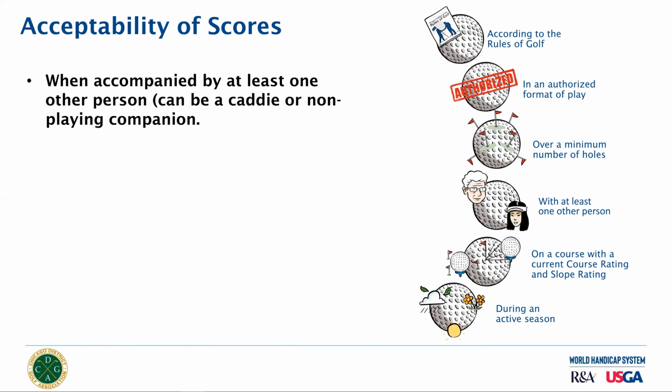You must be accompanied by at least one other person. Can be a caddy or a non-playing companion. The person does not need to be playing golf with you as long as they can attest your score. It could be a caddy. It could be another individual riding along. It could be a child. It could be a grandchild. They have to have the ability to count and to attest your score, but they do not need to be playing golf.